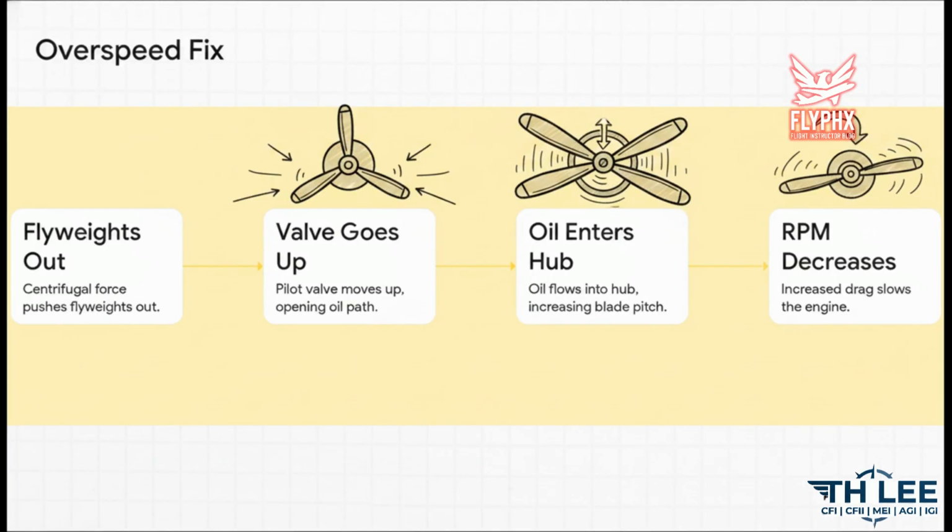Picture this: you pitch the nose down. The plane speeds up, and suddenly the prop is rotating too fast, an overspeed condition. Instantly, those flyweights spin faster and are thrown outward by centrifugal force, pulling that pilot valve up. This opens a line sending high-pressure oil from the sump straight into the propeller hub. That oil literally forces the blades to a high angle of attack. This creates more induced drag on the blades, making them harder to turn, which beautifully slows the engine RPM right back down to your selected normal speed.